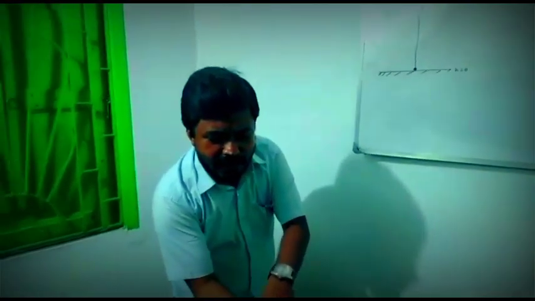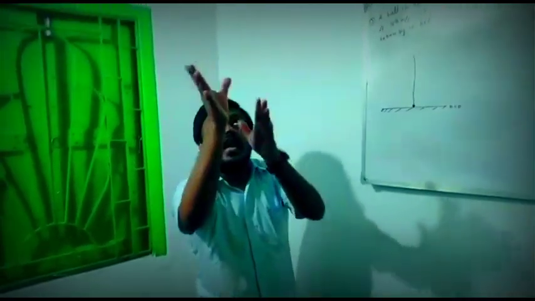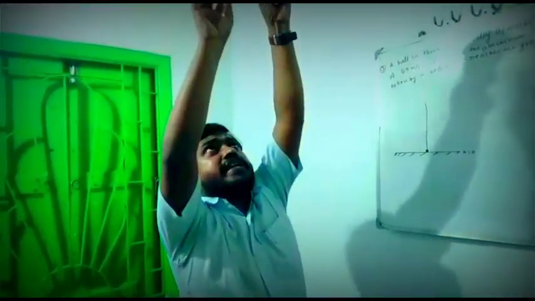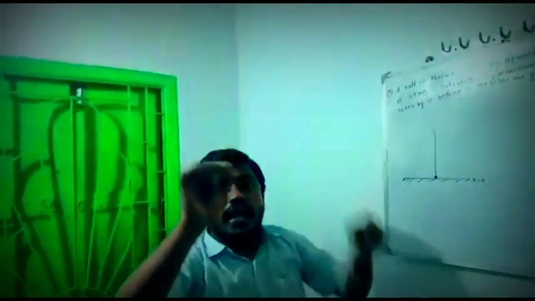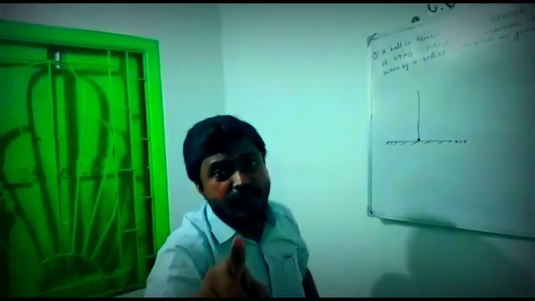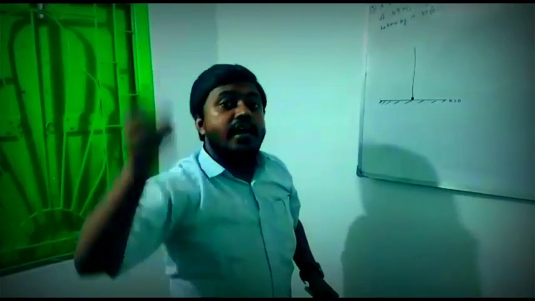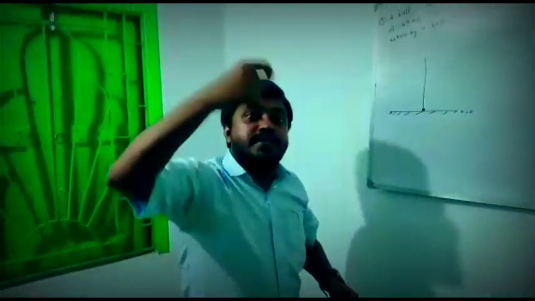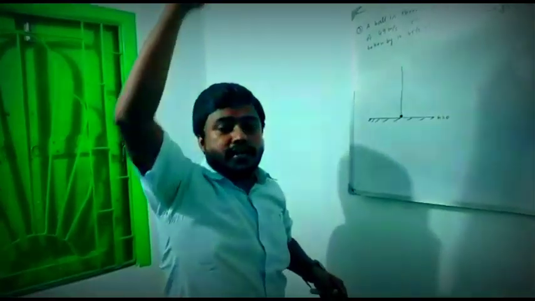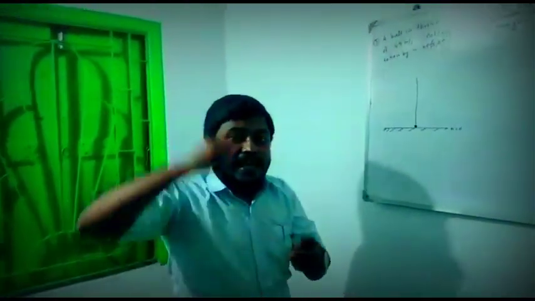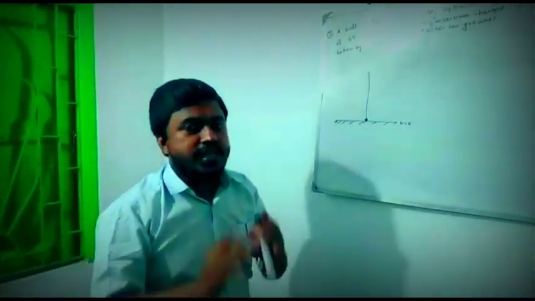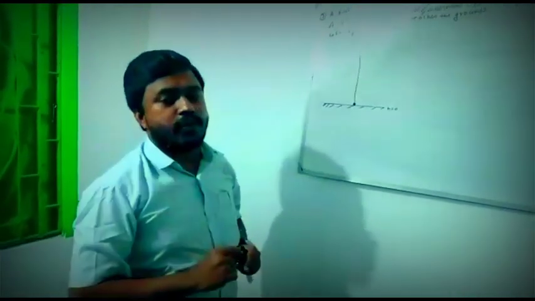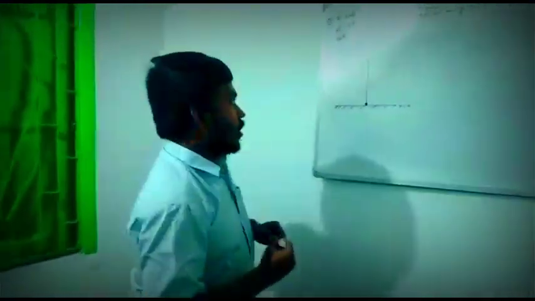Suppose, dear students, this is my right hand pen, and you can throw the object. When this pen reaches the maximum height position, the value of the final velocity will be 0. Why? Because the object is not moving in the upward direction. When the particle reaches the maximum height position, the final velocity of the object will be 0.